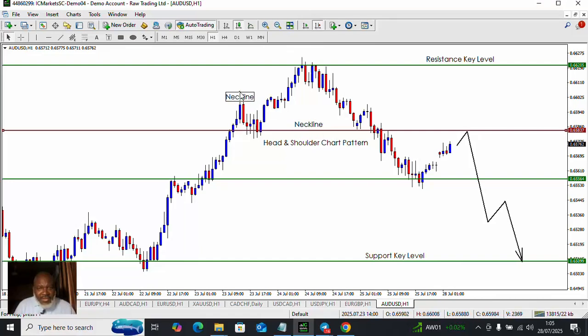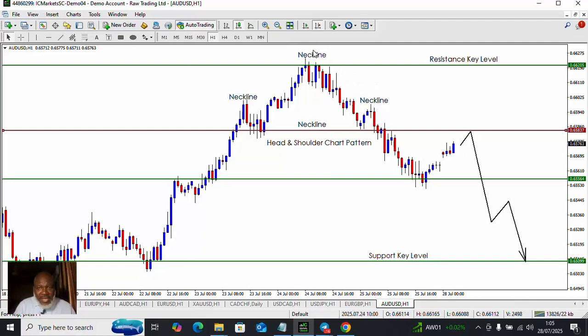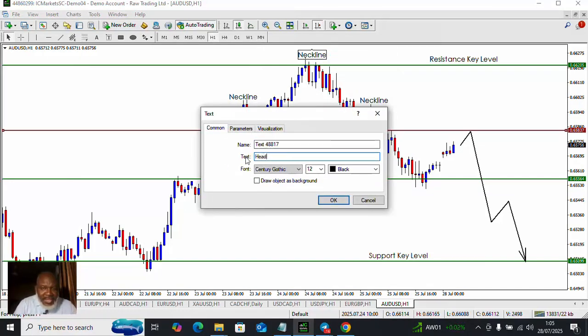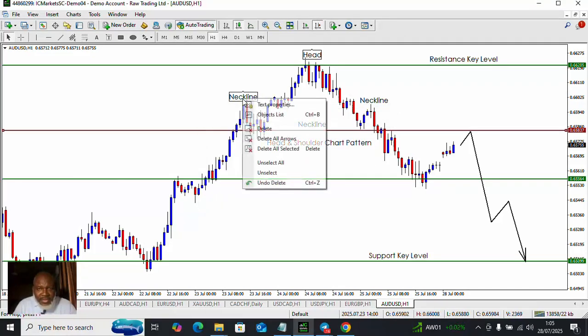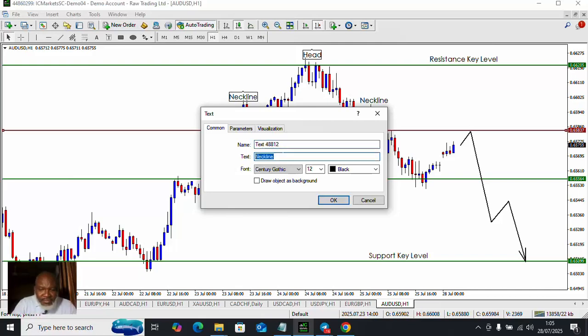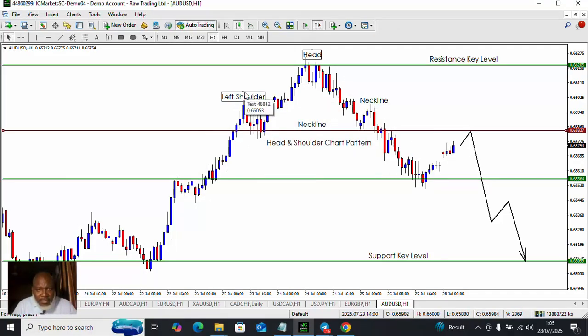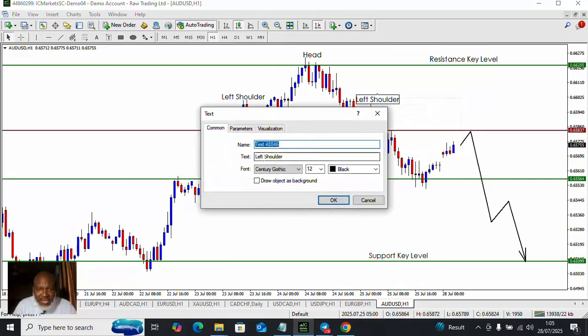So this is the left shoulder, right shoulder, and the head. This is the head. This is the left shoulder. Then this is the right shoulder. All right.